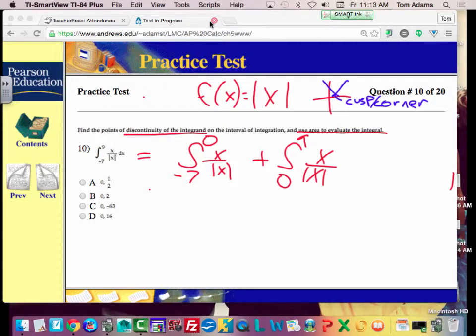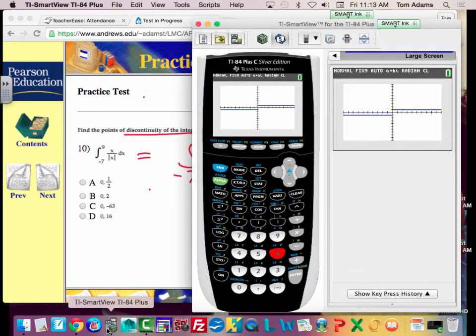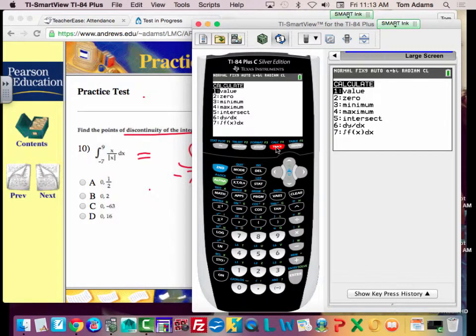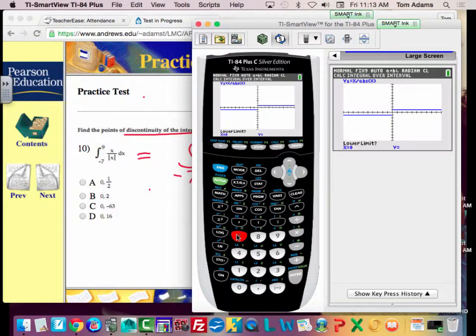So now watch what happens. This is going to be kind of cool. So I find that point of discontinuity. Now I'm just going to let the calculator find it for me. Find the area under the curve. What's my lower limit? Well, my first lower limit is negative 7 all the way up to the point of discontinuity, which is 0. So then I'm going to find that area under the curve. What do I get? It's negative 7, right? So this is like negative 7.